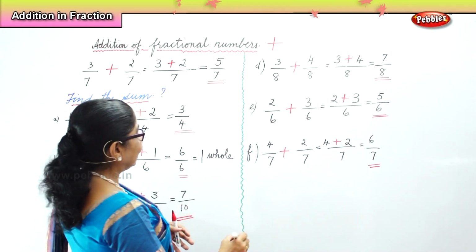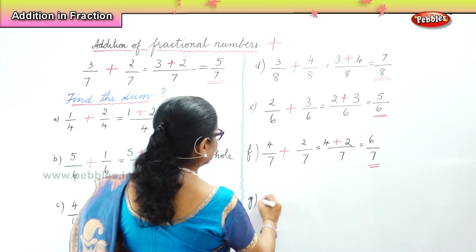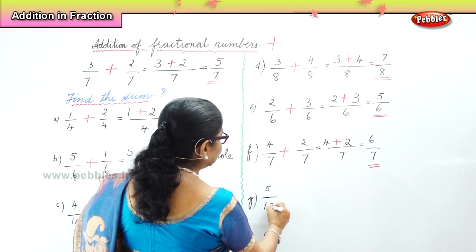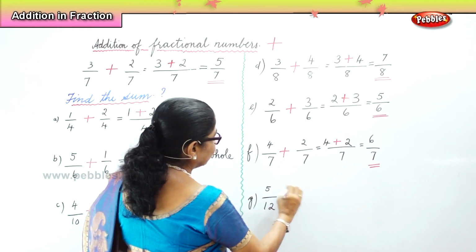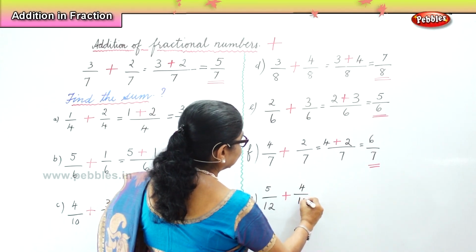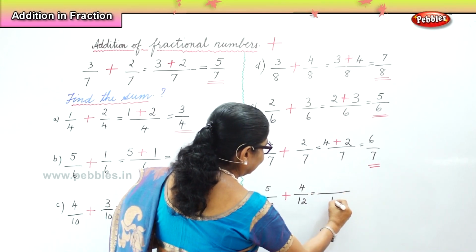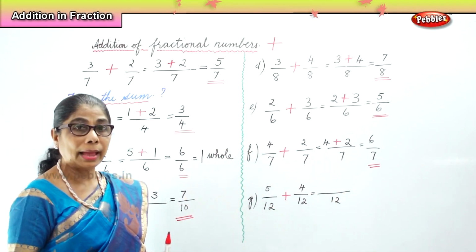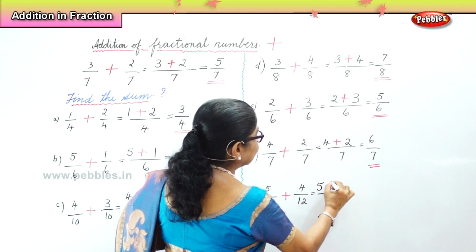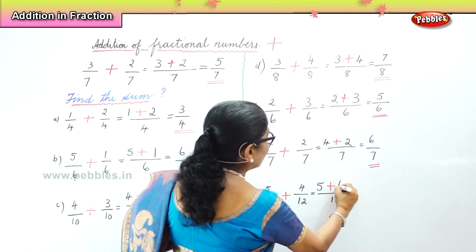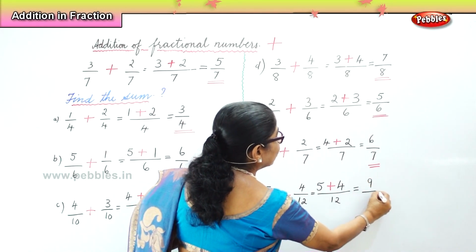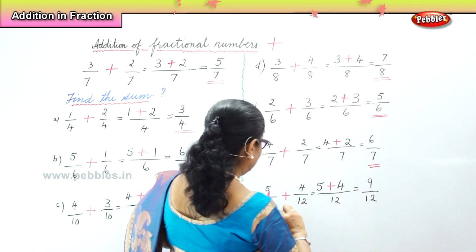Alright, now let's take another number. We have here 5 by 12 plus 4 by 12. 12 is the denominator. Now what do we do? We add the numerator, that is 5 plus 4. What is 5 plus 4? 5 plus 4 is 9. Your denominator is 12. And you get the answer.